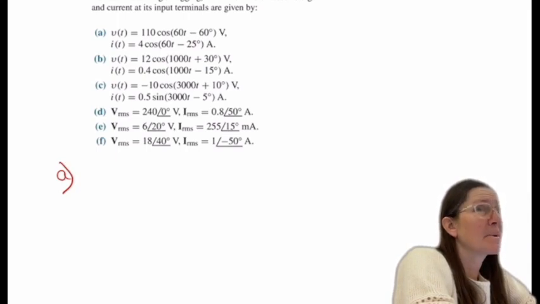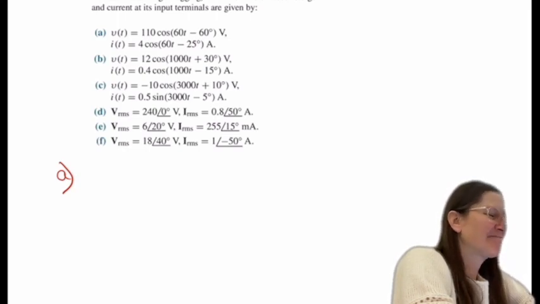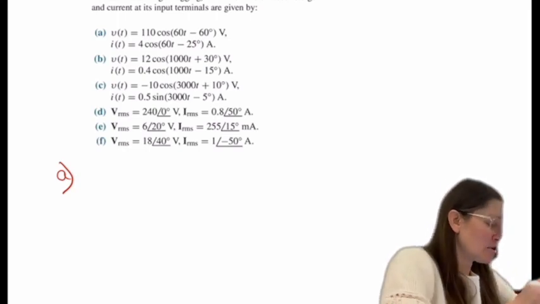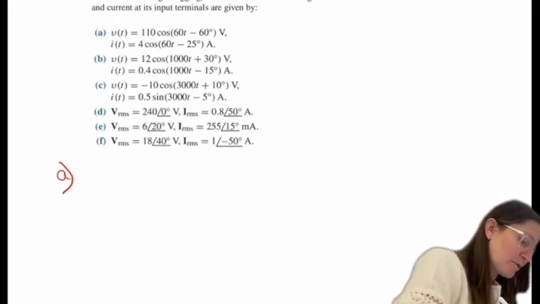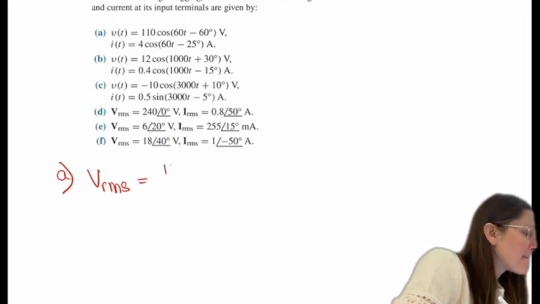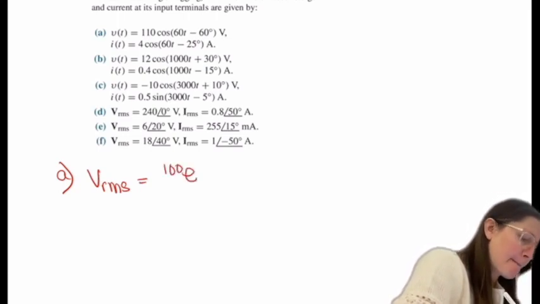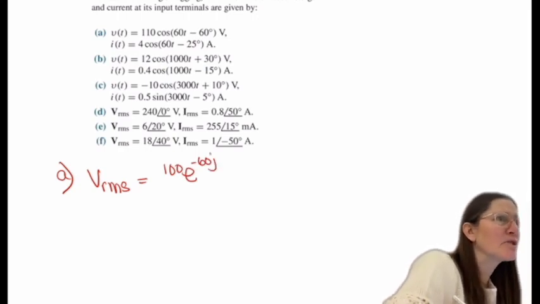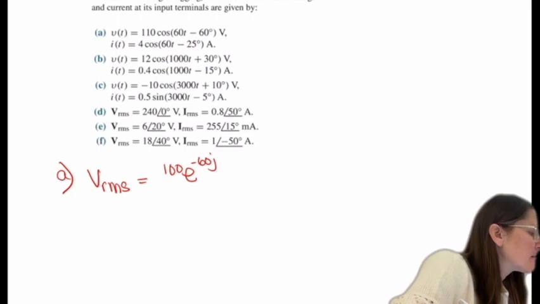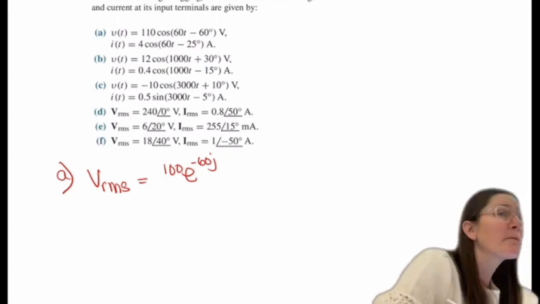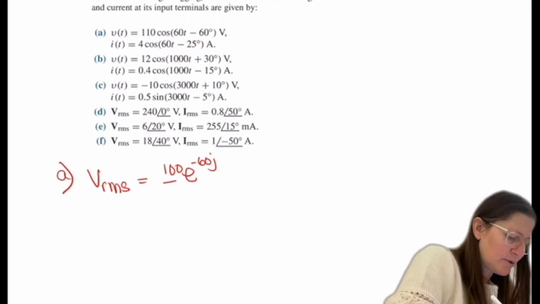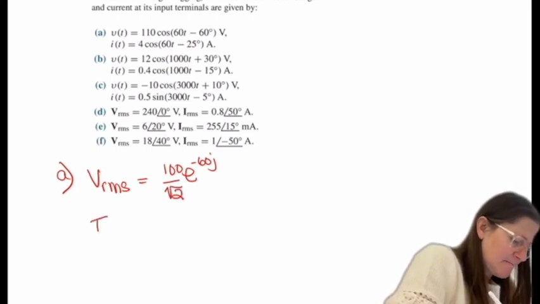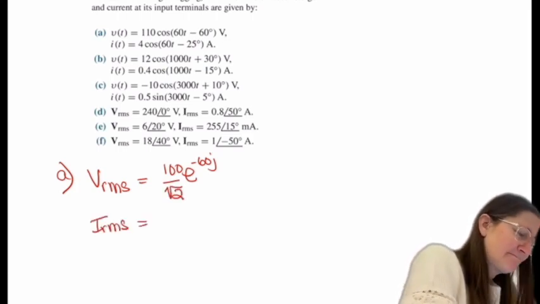Convert to polar form? Okay, so we're going to convert it to RMS form, which is the polar form. So the V RMS will be what? 110 e to the minus 60j, minus 60 degrees. Is it over root 2? And then you do it over root 2, correct? Wouldn't it be 110? Yeah, I don't know where I got 100, sorry.